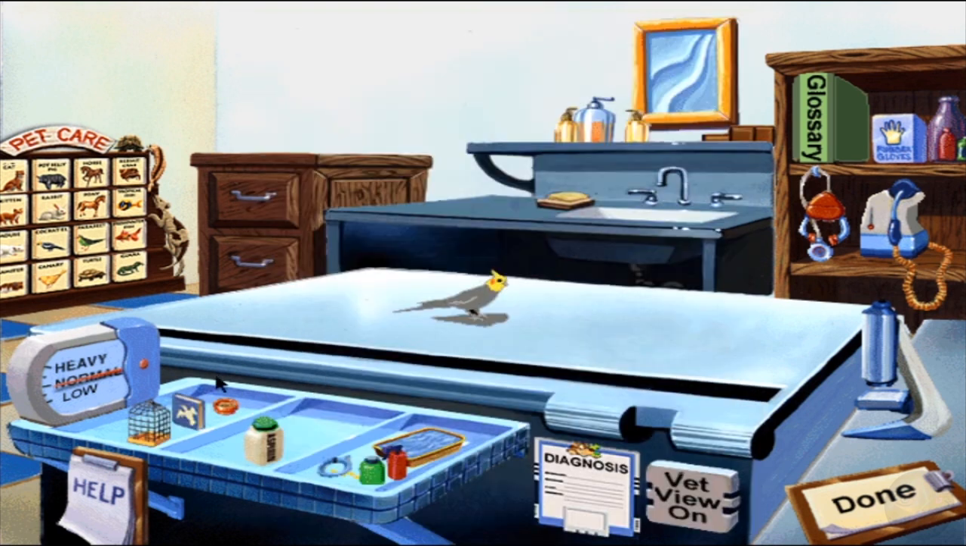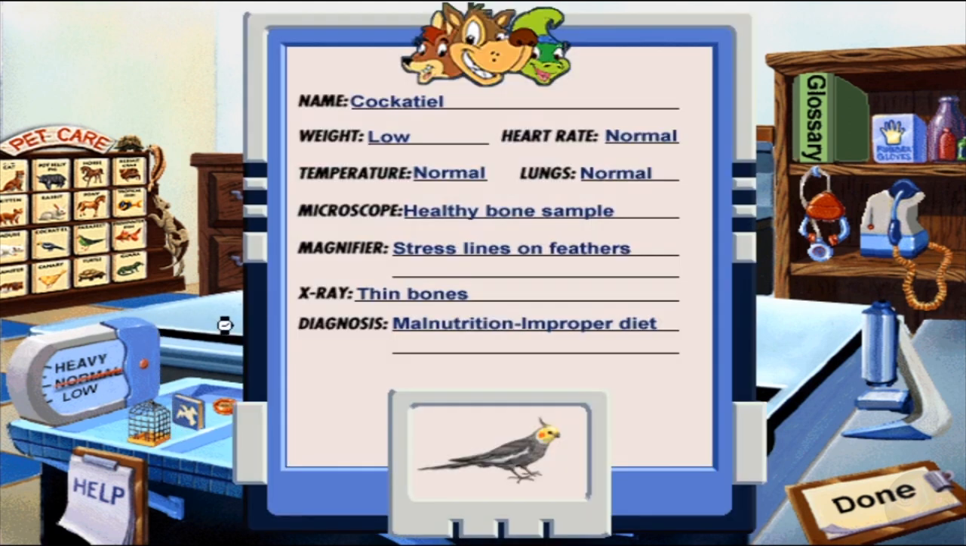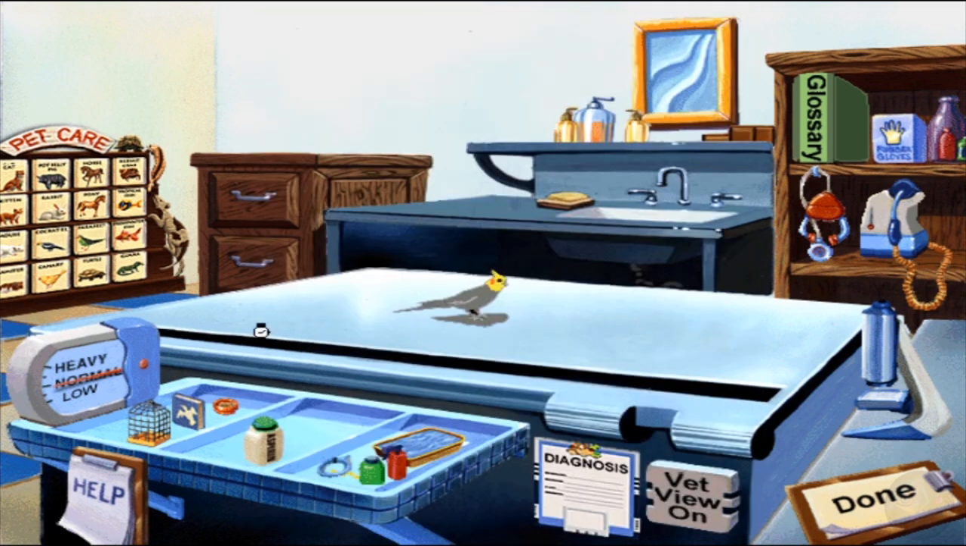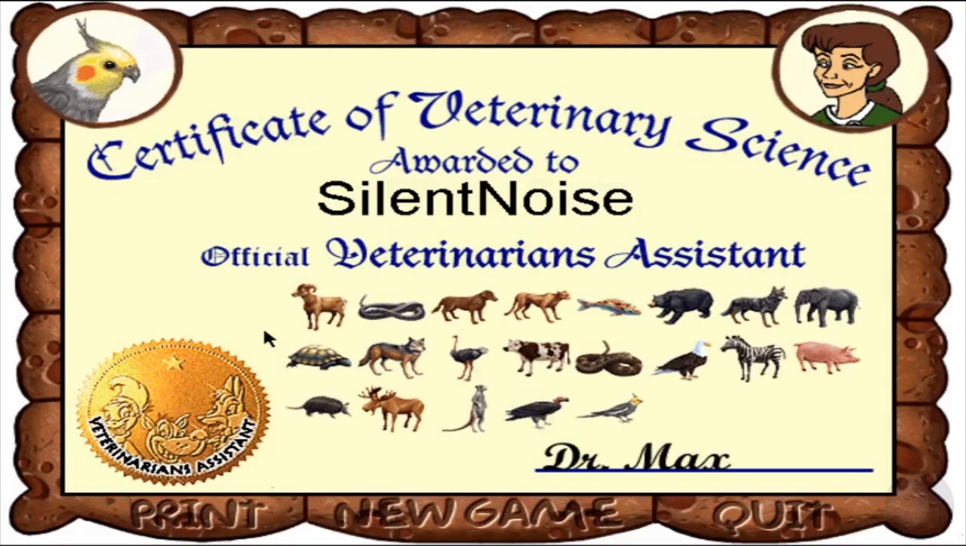Now that we know what the problem is, I will set up quality food, larger cage. Good choice. A balanced diet is very important, and quality food is necessary to avoid malnutrition. A larger cage will give the cockatiel more space to move about. All bird owners should own a book on bird care. Congratulations! You really earned this certificate. Veterinarian's assistant.